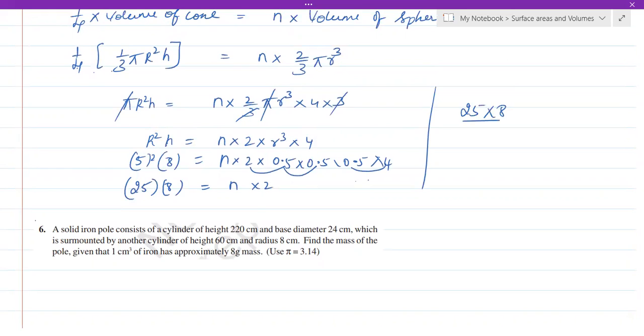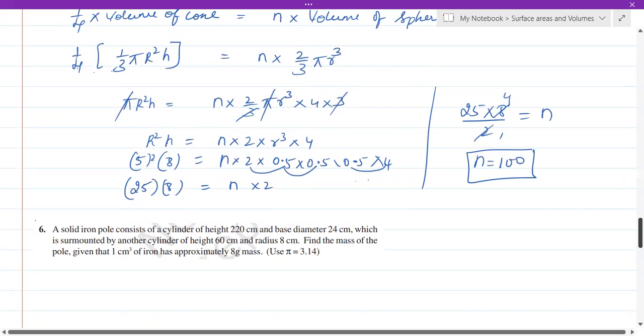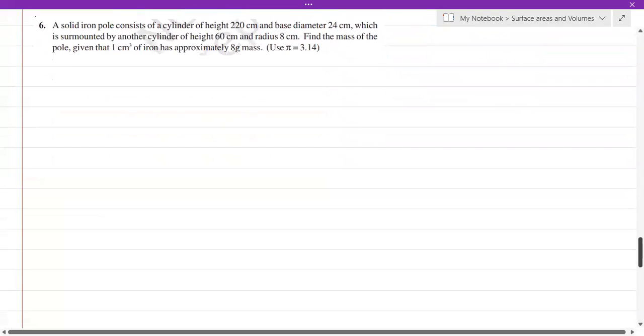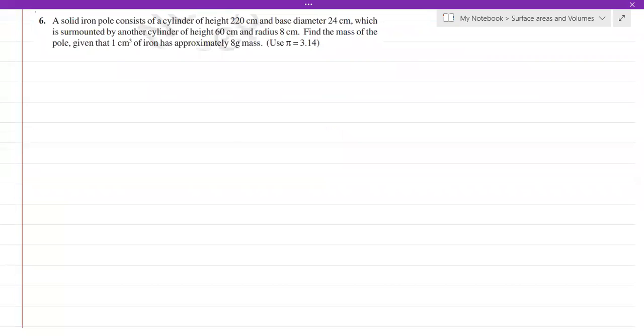25 into 8 divided by 2 is equal to n. 2 ones are 2, 2 fours are 8. 25 into 4 is 100. Therefore, the value of n is 100. Therefore, how many lead shots were dropped in? Totally 100 lead shots were dropped. Let's get into the next question.